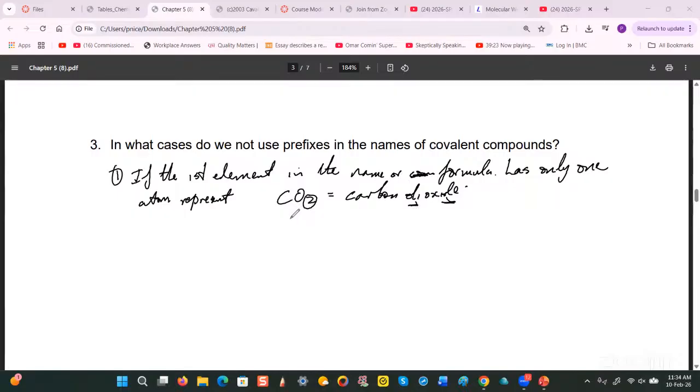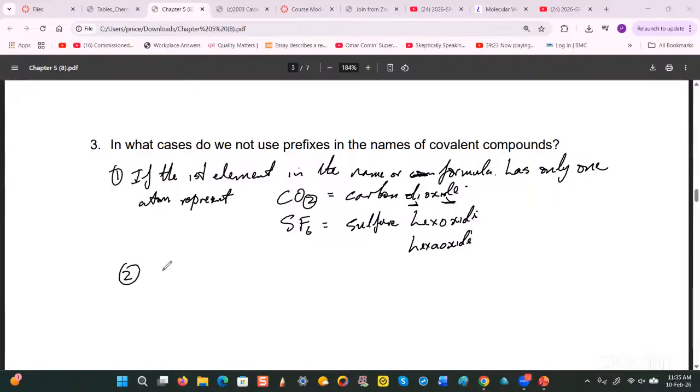Another example, if you're given something like this, SF6, the name of this compound would be sulfur hexafluoride. And let me just say something about this too. According to IUPAC, you could also say hexaoxide, right? So if you say hexaoxide or simply hexoxide, both are acceptable according to the IUPAC rules. Okay, so that's the first exception to the use of prefixes when naming these compounds.